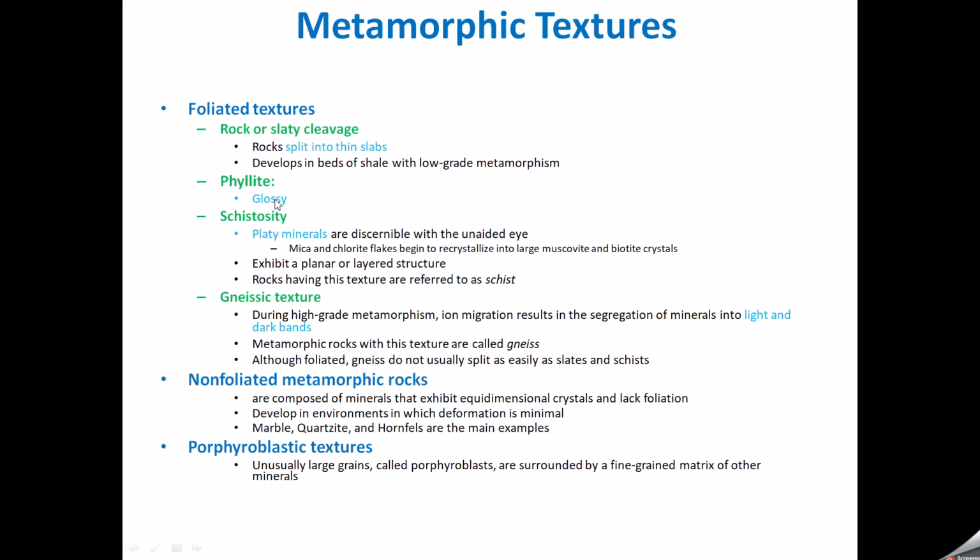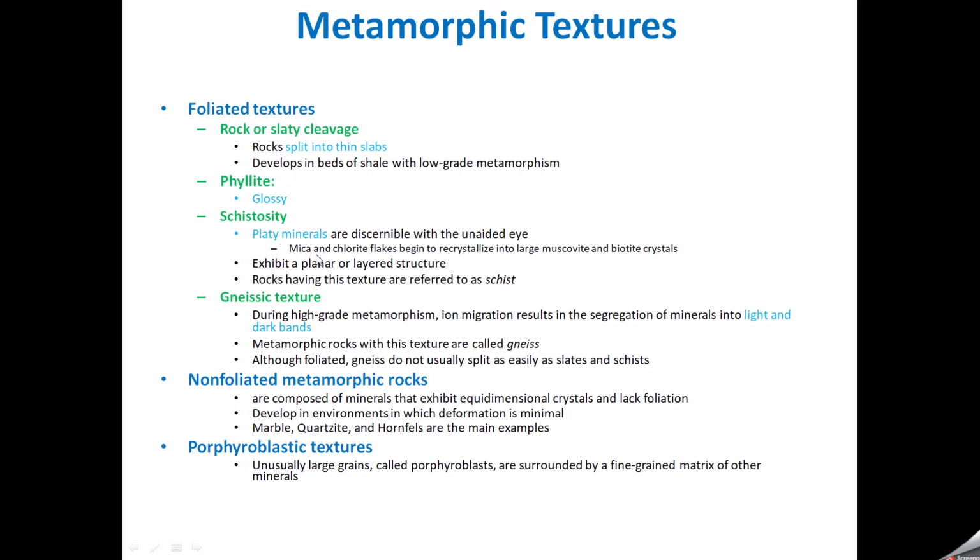Phyllite looks like the slate, but it's glossy, shiny because it has very fine crystals. It gives the phyllite the glossy or shiny appearance. Schist has platy minerals. So minerals start growing as elongated or rod-shaped minerals. You don't need a microscope to see the large elongated crystals, but in the phyllite you can't see the crystals with your naked eye.